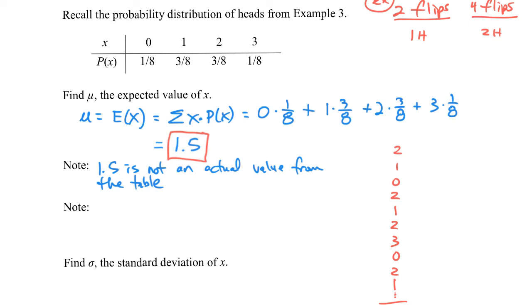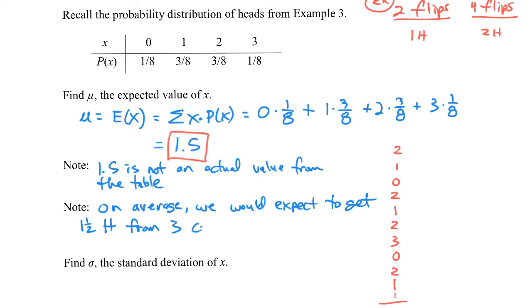The other note here basically speaks to what we were just talking about. We'd say on average, we would expect to get 1.5 heads from 3 coin flips. It just means the long-term average, half heads, half tails.